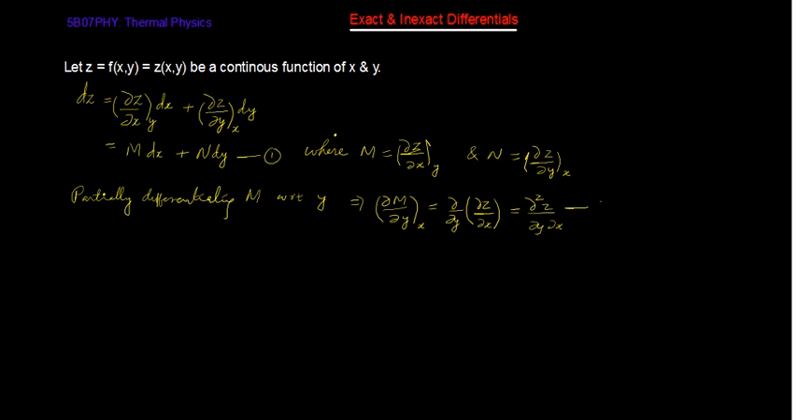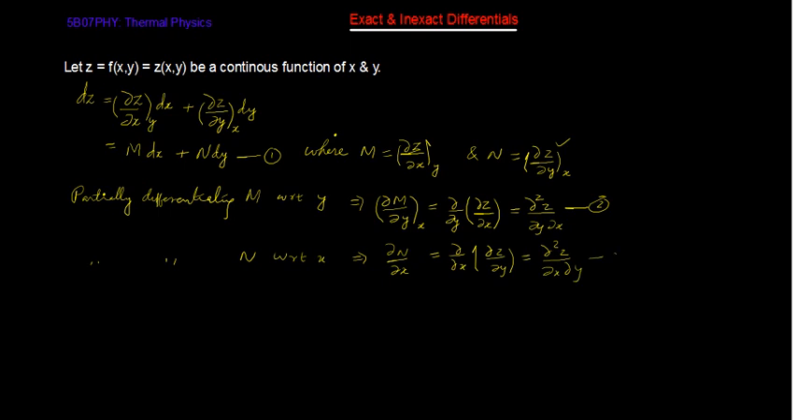In the same manner, you can partially differentiate n with respect to x. So what you'll be getting is dou n with respect to dou x. What will be the result? You can predict it will be equal to dou by dou x of what is n, dou z by dou y, from here I have taken it, which can be written as a second order derivative dou square z by dou x dou y. So that is my third equation.